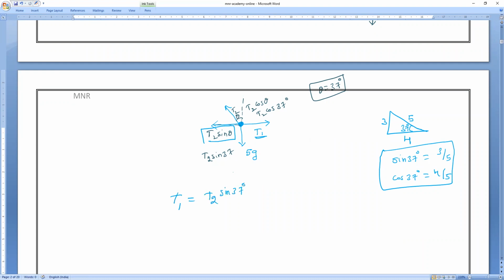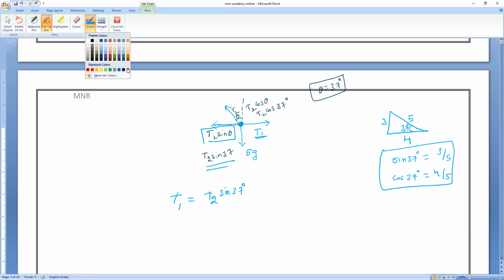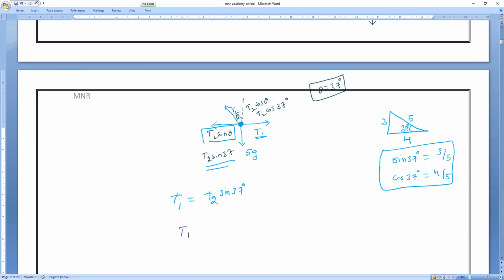Am I right or wrong? This is correct. Then T1 is equals to T2 into sin 37 value, 3 by 5. So can I write T1 is equals to 3T2 divided by 5? Let me take this as equation number 1. Anybody having any problem?